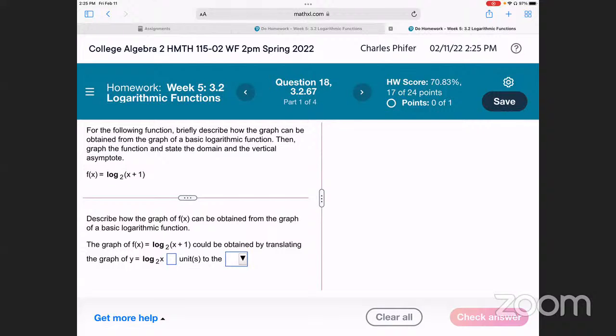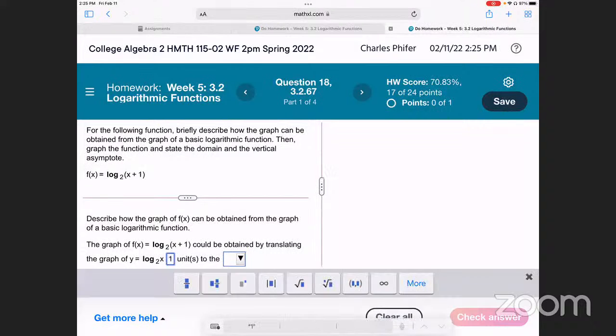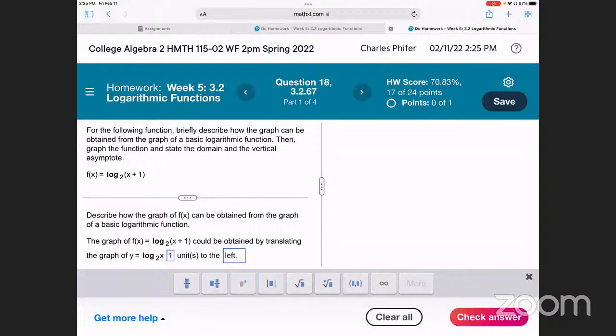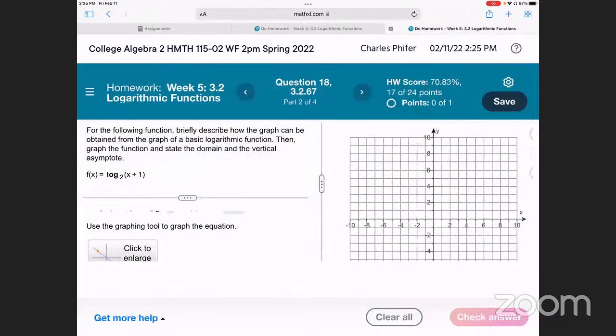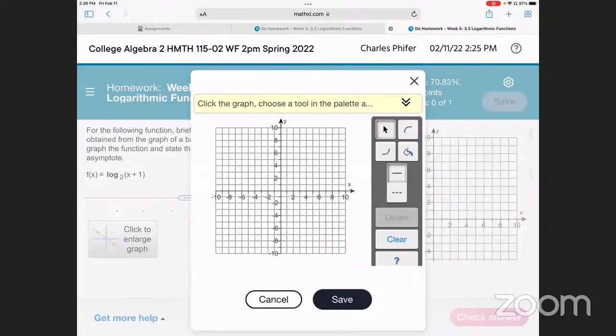Let me see, briefly describe some more transformations, right? So all we did was add 1 on the inside. So that's an inside manipulation. It's going to cause a horizontal change. It's going to be 1 unit to the left. Graph, it's just going to be the generic log function that's shifted to the left by 1.